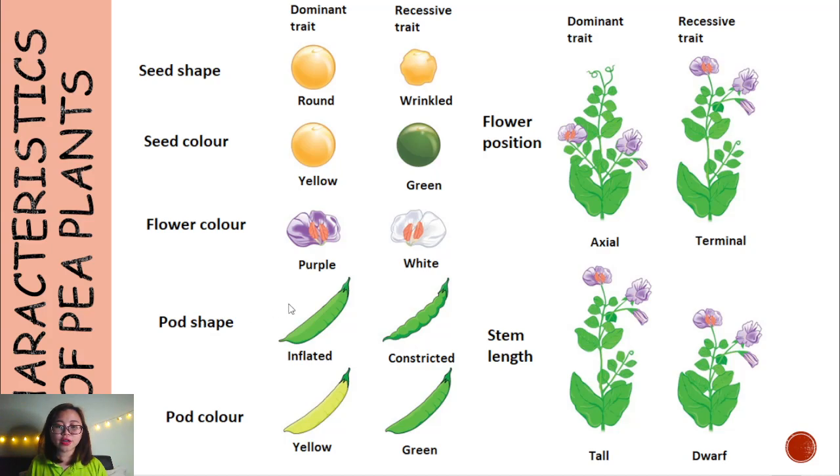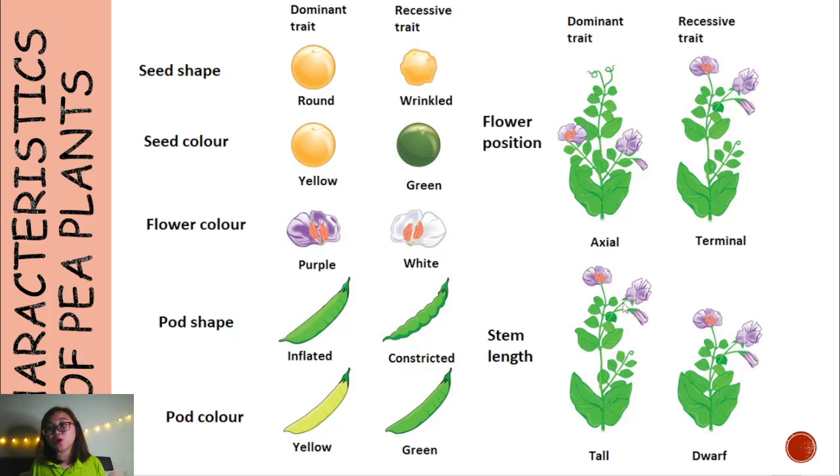The pod, okay, I don't know what you translate pod, but the thing, and then you open inside the thing, baru ada itu, kacang. Okay, the lapisan salutan luar tu, that is the pod. Okay, the pod can be inflated or smooth, and sometimes they are constricted. So, kadang dia bulat macam ni cantik, kadang dia berkedut. The pod can be yellow, the pod can be green. And Mendel also looked at the flower position. Kadang-kadang itu bunga ada di tepi, axial, at the axis. Kadang-kadang bunga dia ada di hujung saja, di terminal.